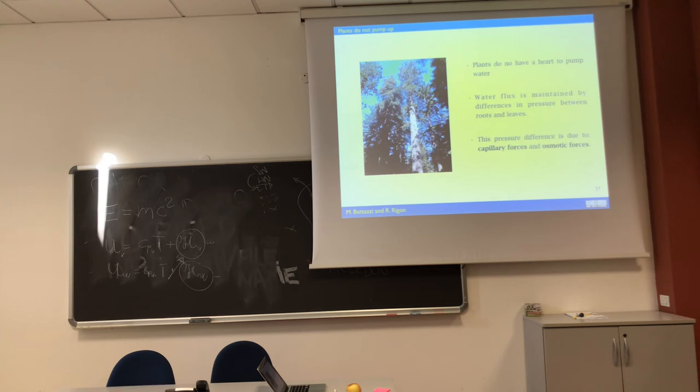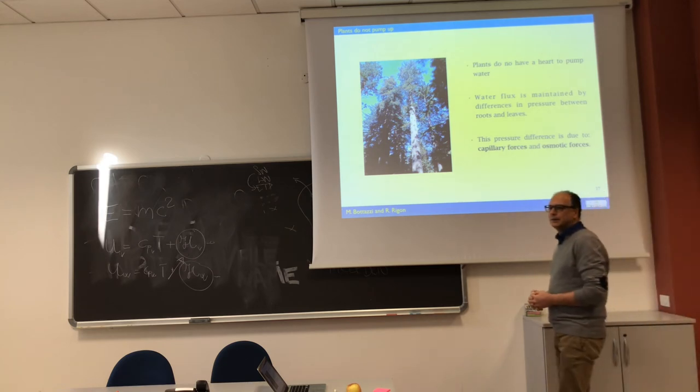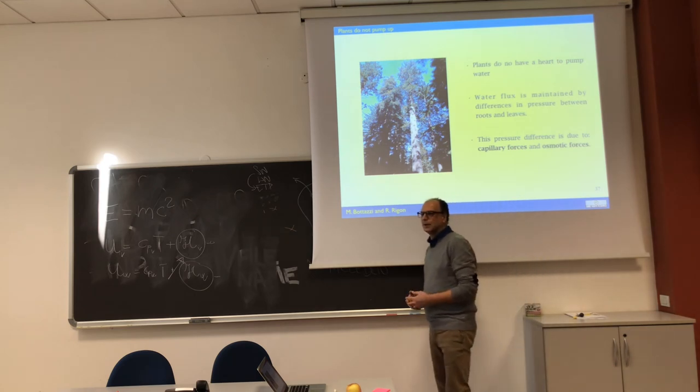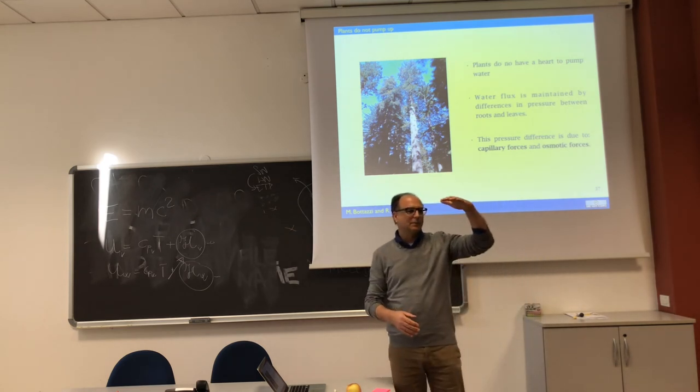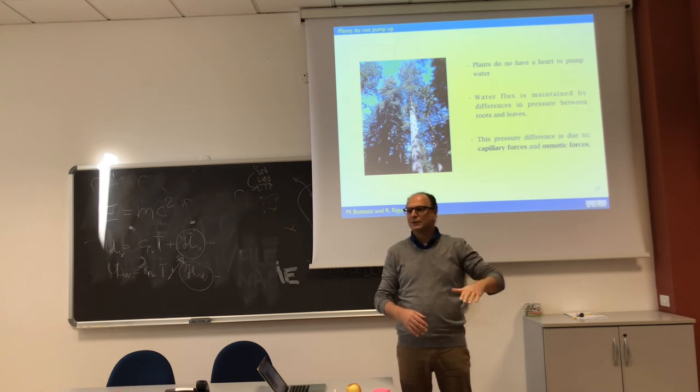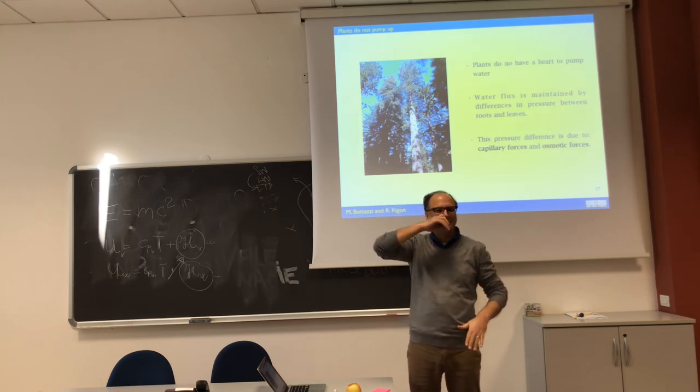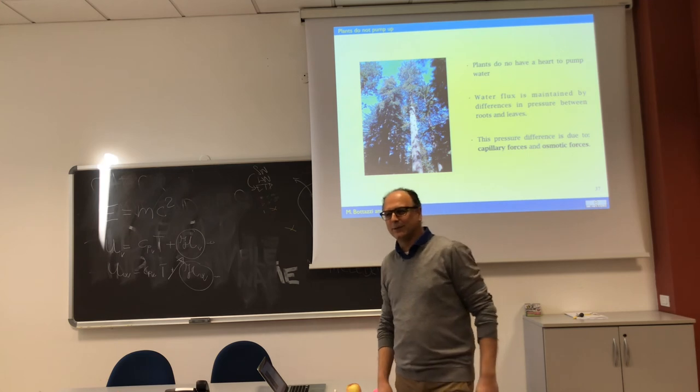For instance, there are redwoods, sequoia. They are 150 meters tall, which is much higher than it could be if it worked in a simple manner, meaning if it were the atmospheric pressure pushing the water up the trees, we should have only 10 meter high trees. So how does the water get up there?